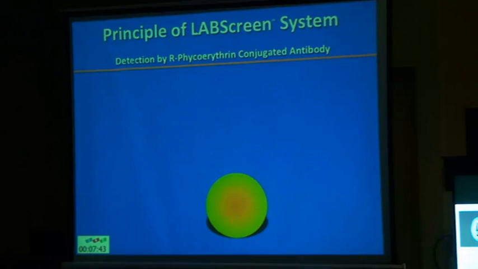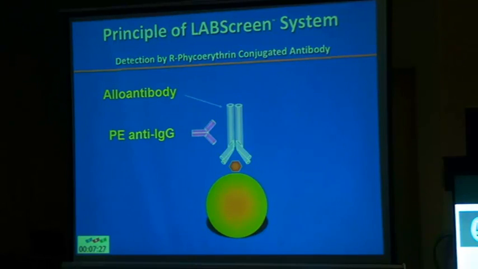If we again repeat the principle, we have the microsphere with the HLA antigen on its surface, followed by addition of the patient's serum. If there is an antibody, it will become attached to the antigen, and the conjugate is phycoerythrin coated, and the second laser can recognize this.